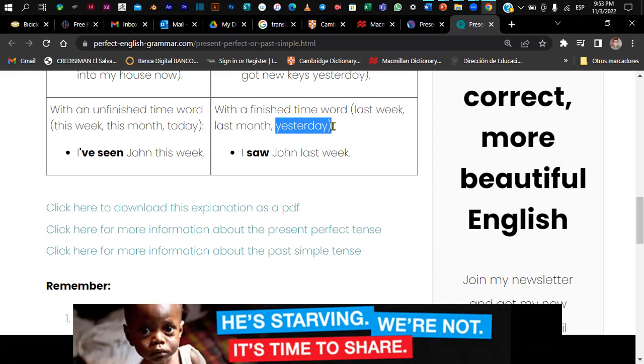Last month. Or yesterday. Okay, but here it depends. Aquí sí depende, ¿verdad? If you want to be very, very specific, I saw my sister last week on Tuesday because I remember the date. And that is the difference with this one. All right? Okay.